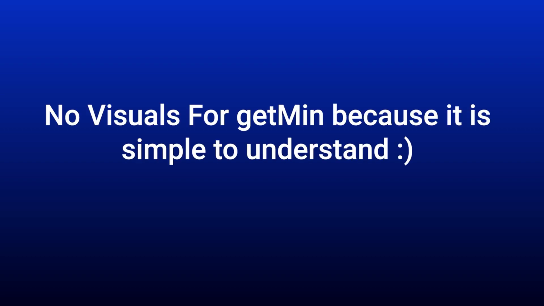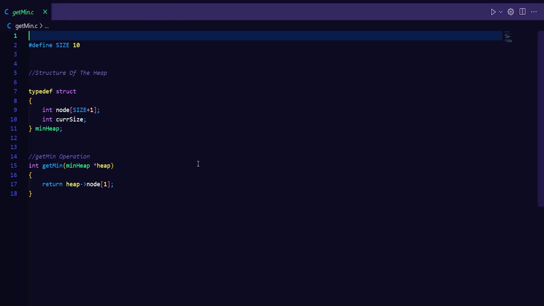Let's move on. Heaps also support getMax and getMin function. By now, you can tell how to implement it. GetMax is for max heap and getMin is for min heap. We are talking about min heap. As you know, in min heap, the minimum element is always the root node. I think you do not need code for this operation.